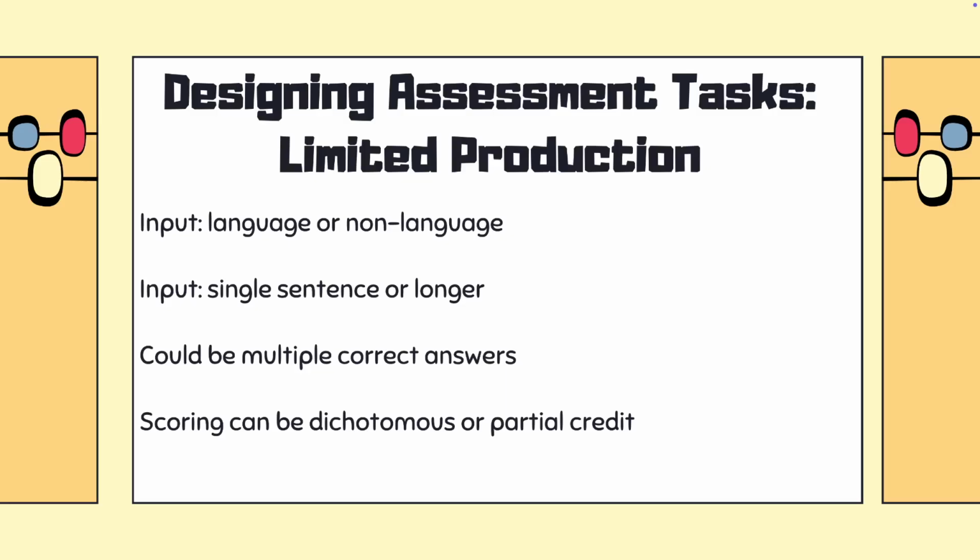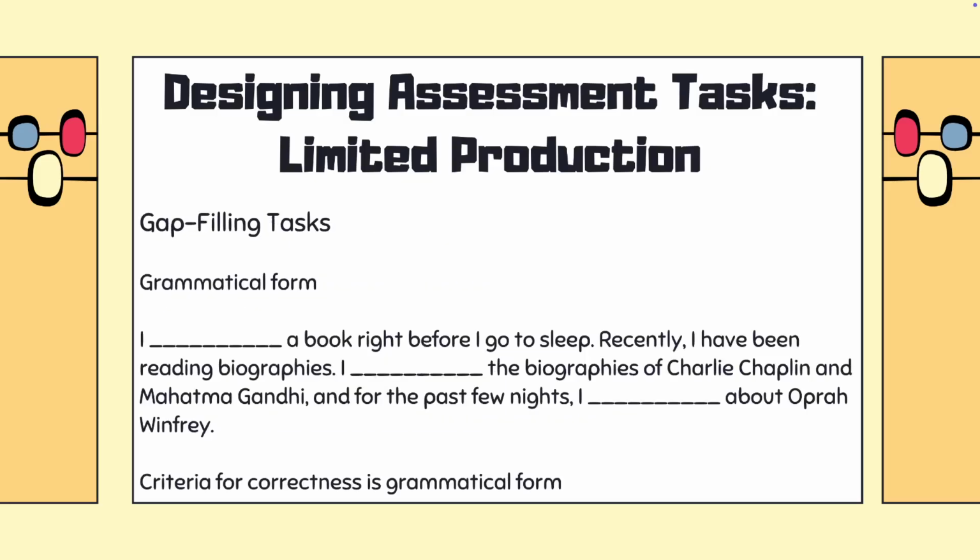So, for example, they get the form correct, but they get the meaning wrong. Or they get the meaning wrong, but the form correct. Maybe you can still give them partial credit. Okay, so for example, we've got this one, which is a gap-filling task, where we are looking at grammatical form. And you can see here it is a fill in the blank.